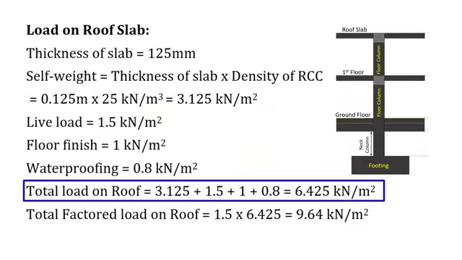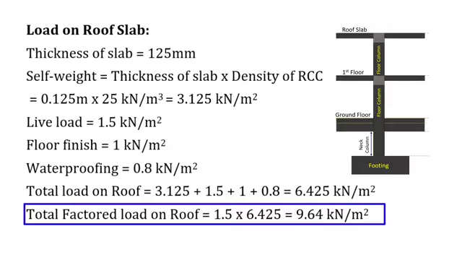Total load on roof slab will be equal to self weight plus live load plus floor finishing load plus waterproofing load. Live load is already assumed as 1.5 kN per meter square, floor finishing 1 kN per meter square and waterproofing 0.8 kN per meter square. On substituting these values, total load on roof will be equal to 6.425 kN per meter square.